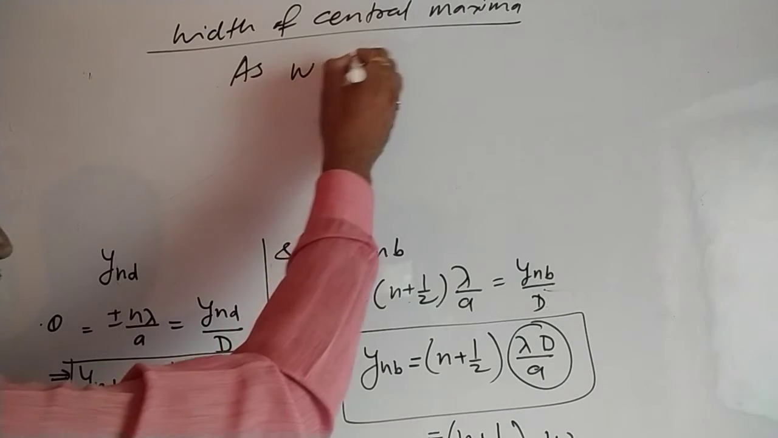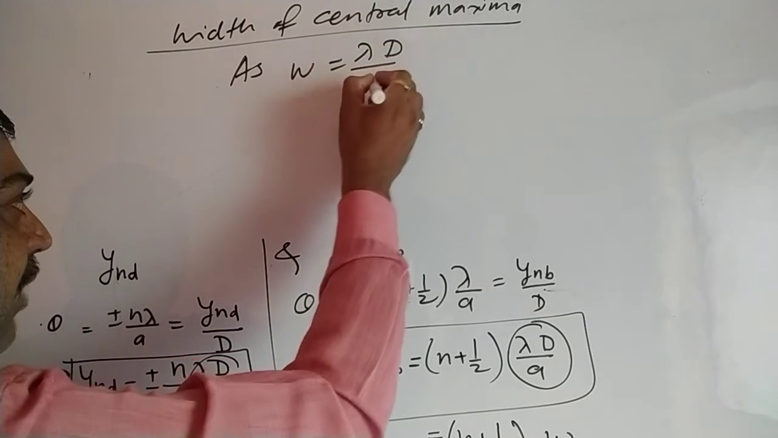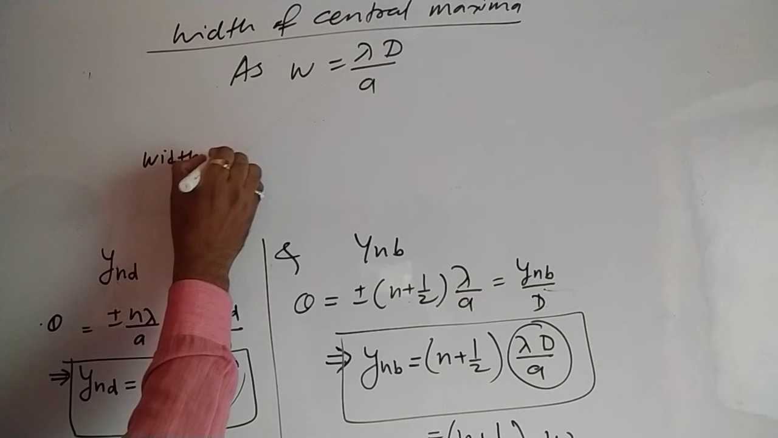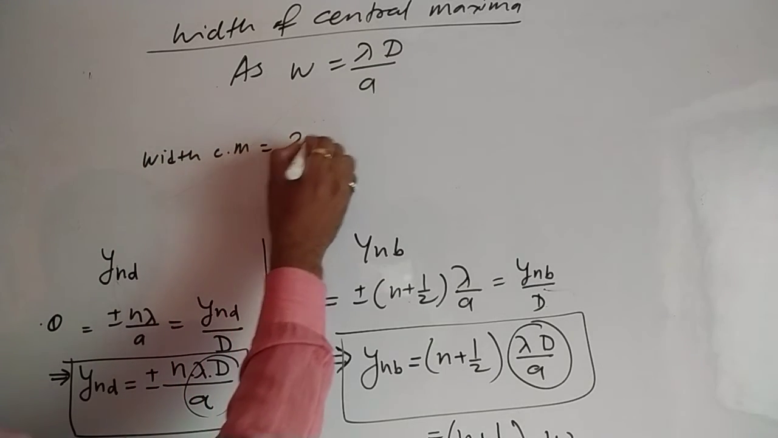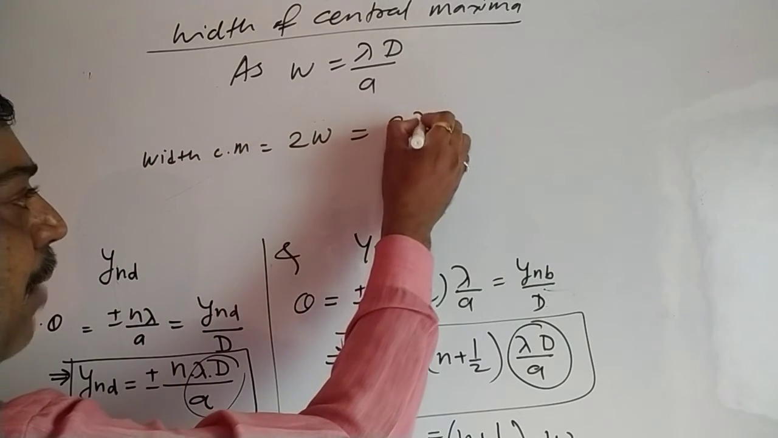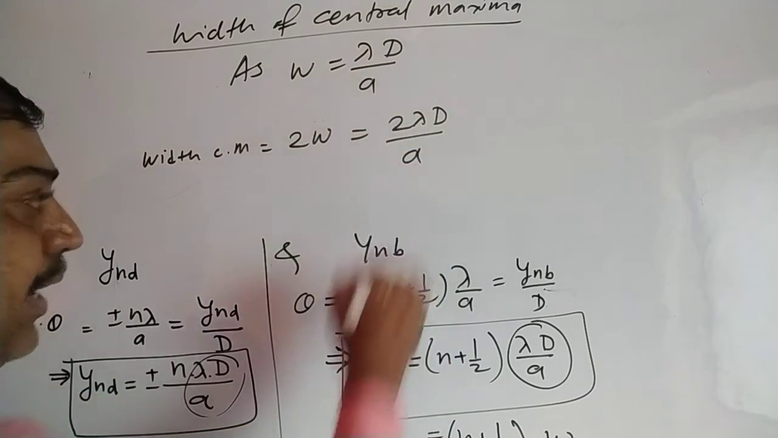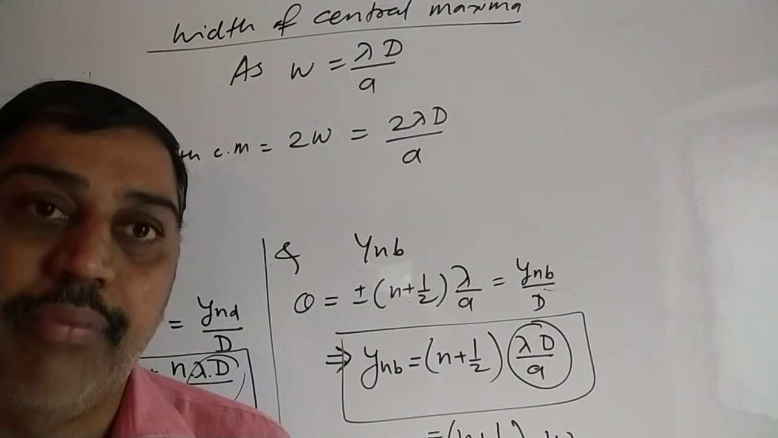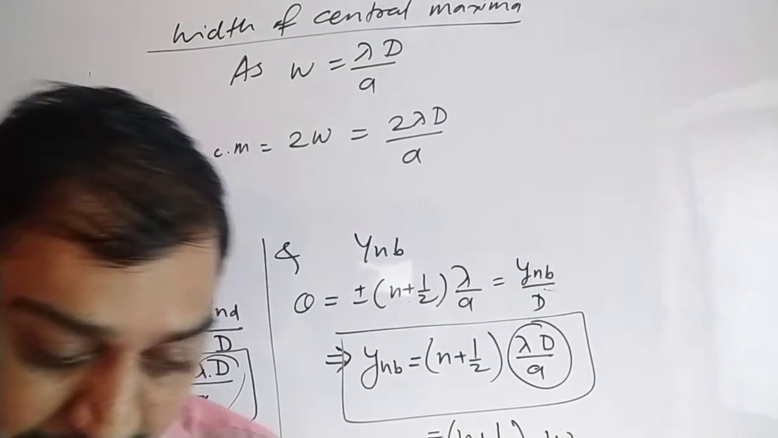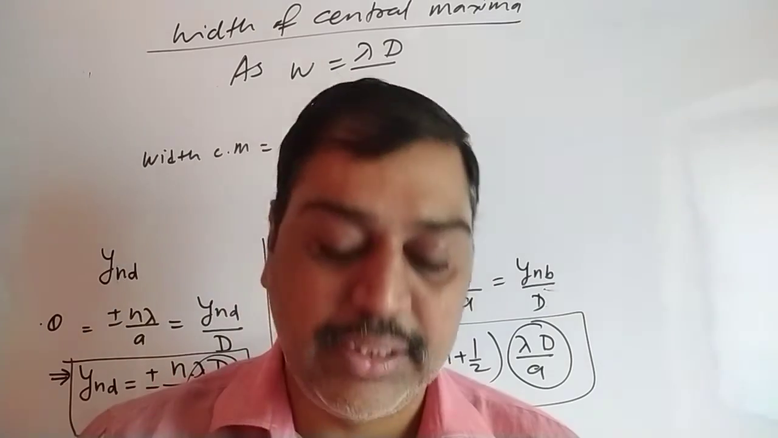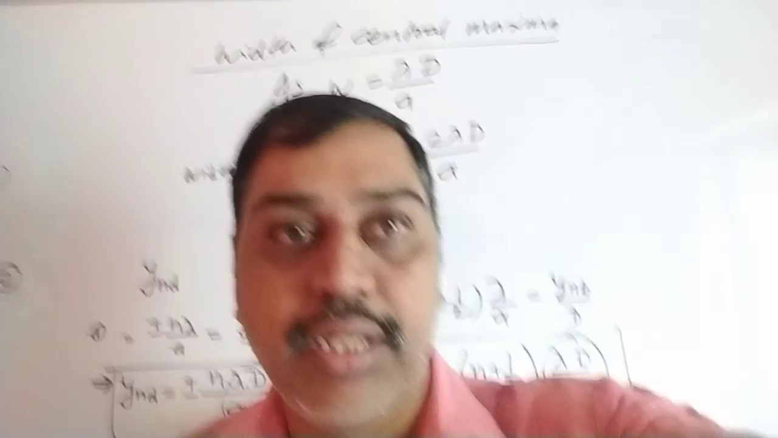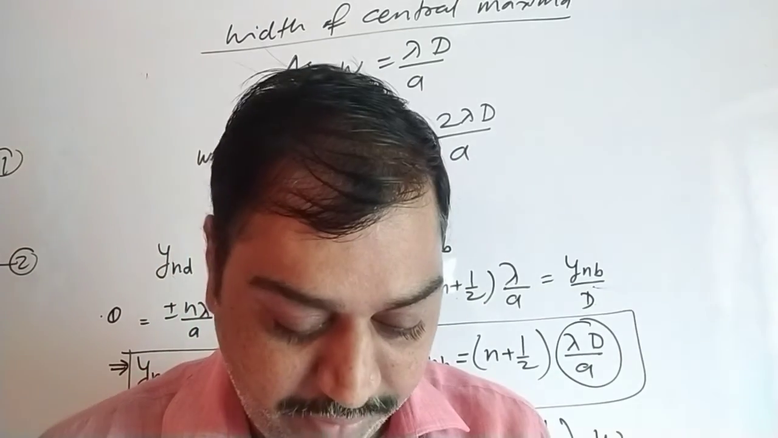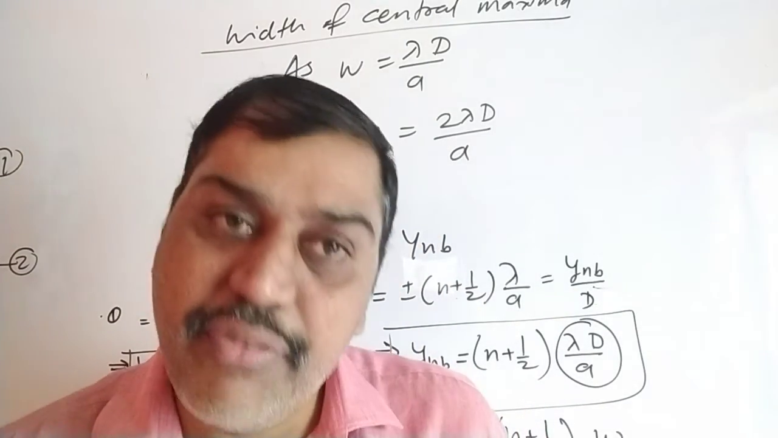As we know, W equals lambda D divided by A. So the width of central maxima equals twice W, which is 2 lambda D divided by A, and that is said to be the width of central maxima in the diffraction pattern. Now let's go to the next topic of the syllabus: comparison of Young's double slit interference pattern and single slit diffraction pattern.